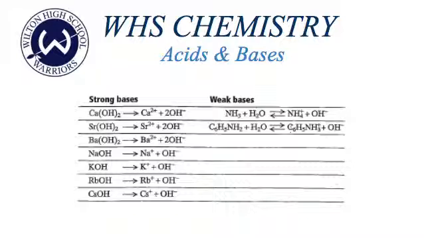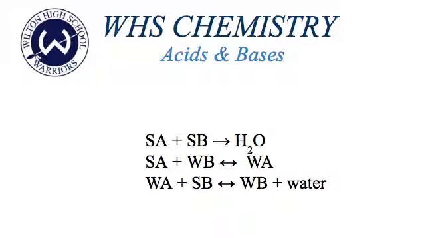So with strong acids, strong bases, weak acids, and weak bases, there are different acid-base reactions that can occur. For example, if you have a strong acid and a strong base, you're going to produce H2O. But if you have a strong acid and a weak base, you can get a weak acid. And notice the double arrow again. And then if you have a weak acid and a strong base, you're going to get a weak base and water. So those are key reactions that can occur.